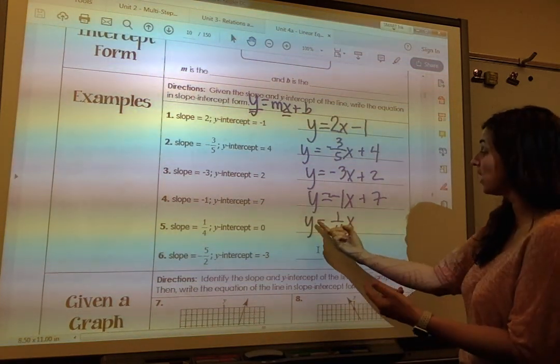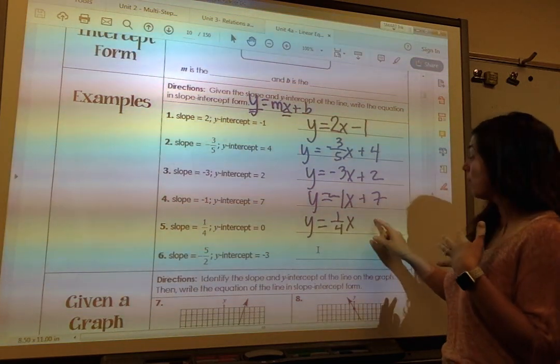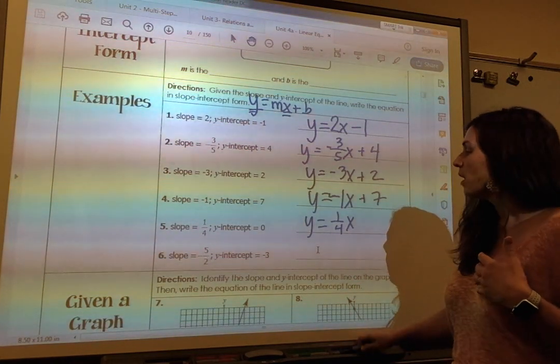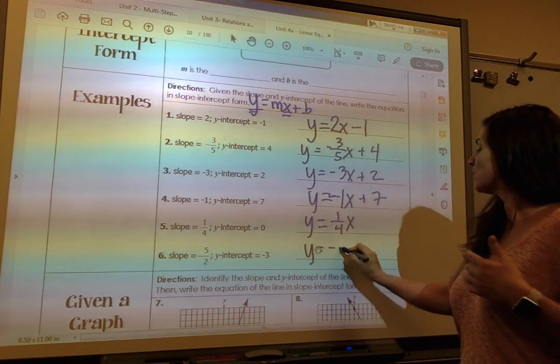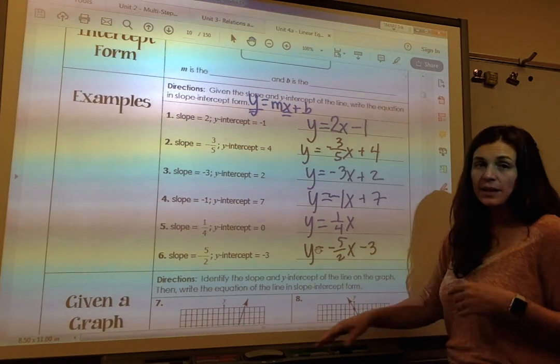It's understood if it's just your slope and your coefficient that my beginning point is 0, because there's nothing here. It's plus 0. And then number 6, y equals negative 5 halves x minus 3. So that's the examples filled in.